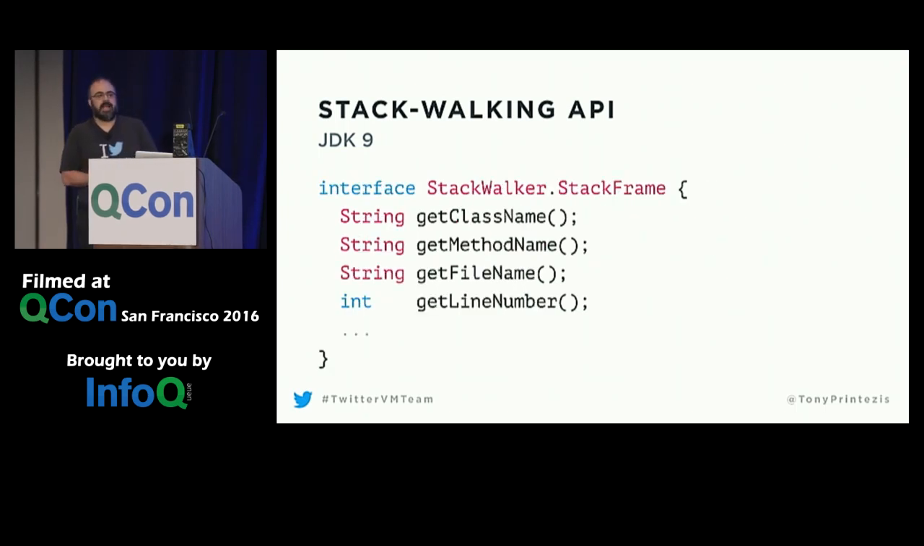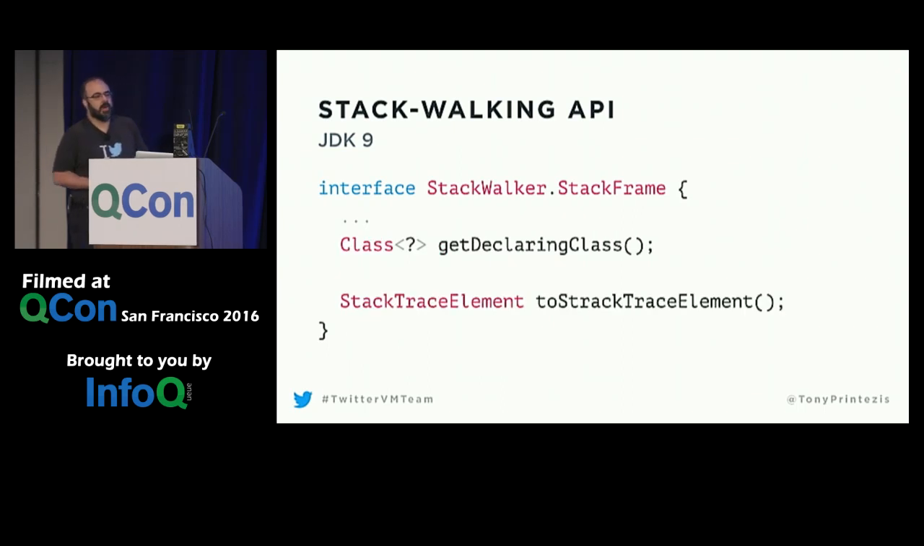So the stack frame interface that I showed you earlier is an inner interface of the StackWalker class, with apologies for the slightly dodgy syntax there. It has methods similar to what the StackTraceElement class has. So you can get the class name, you can get the method name, and so on. But on top of this, you can get the declaring class, the class that the method of the frame belongs to.